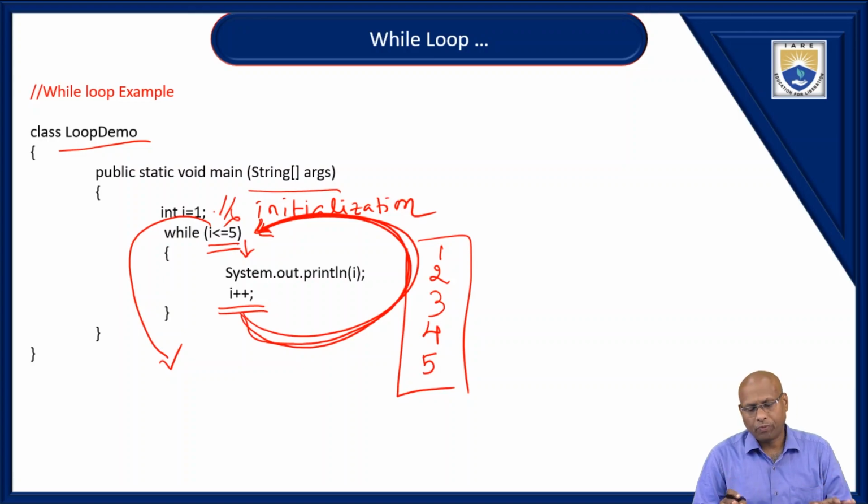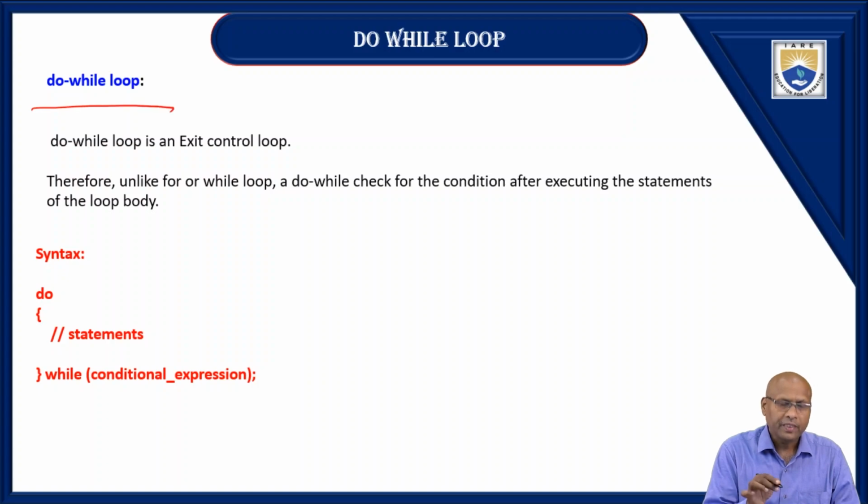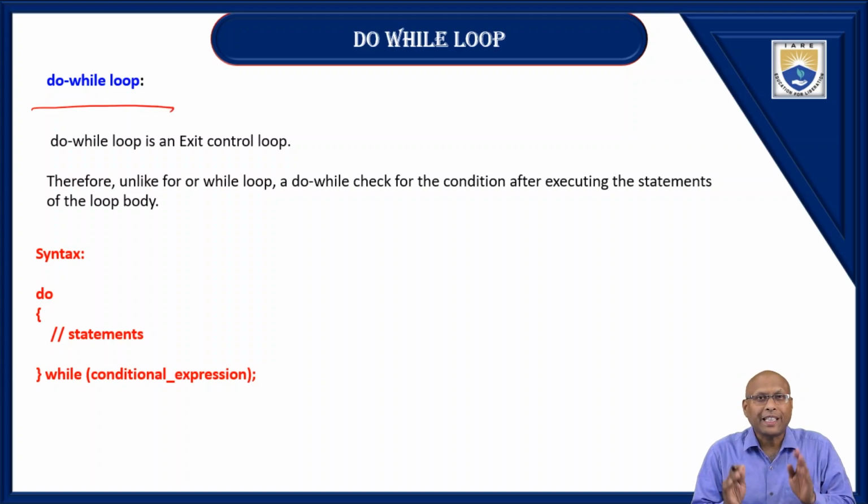Otherwise, stop. Now we'll go to another loop, that is do while loop. The do while loop is a special type of loop. It will execute at least one time, because initially it will not check the condition. After going into the loop block, then it will check the condition. So the do while loop is an exit control loop, whereas your while loop is entry control.